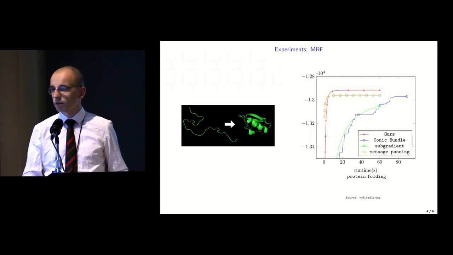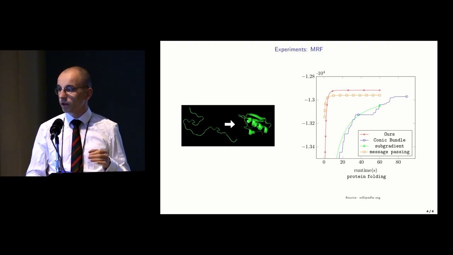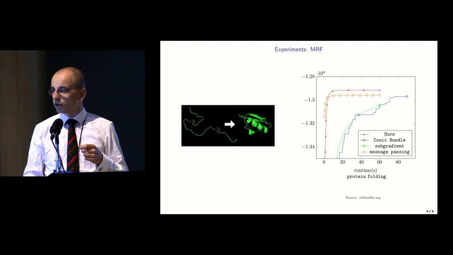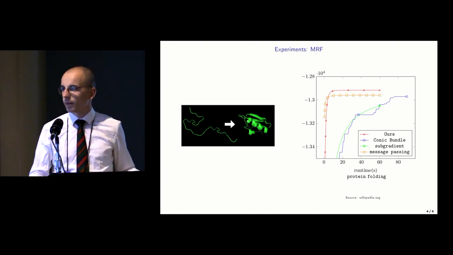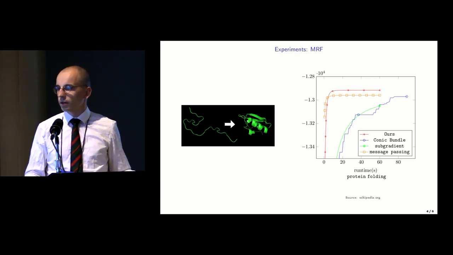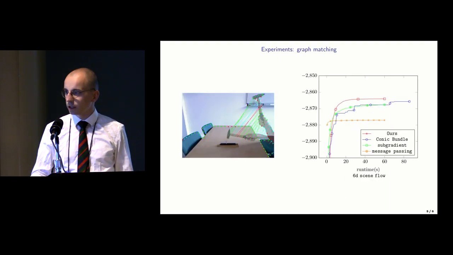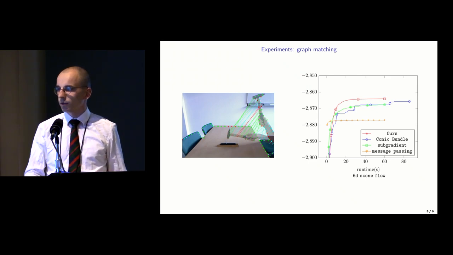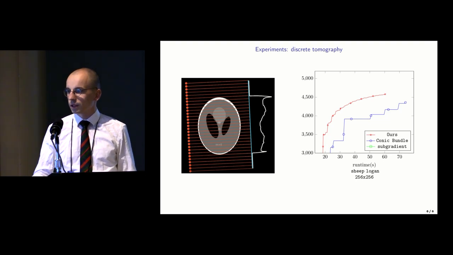We have tested it on a challenging MRF experiment from biology, where efficient message passing algorithms get stuck in suboptimal local optima. For example, the Koenig bundle scheme, which is a state-of-the-art solver, is significantly slower than ours, which surpasses message passing after a short while. Another problem is graph matching, where basically the same picture holds. Here, message passing gets stuck in an even worse solution, and discrete tomography, where message passing is not applicable anymore.